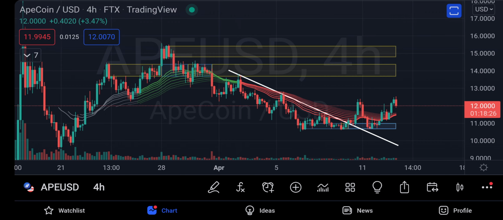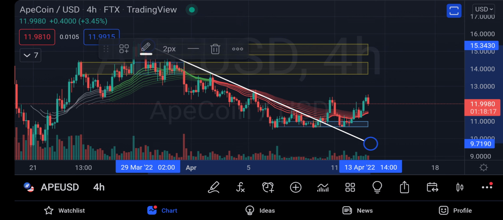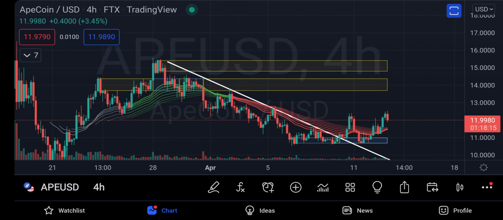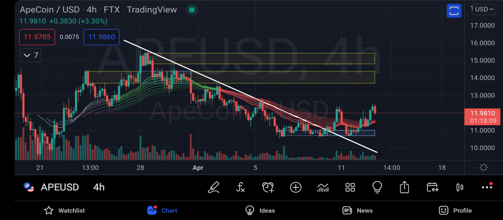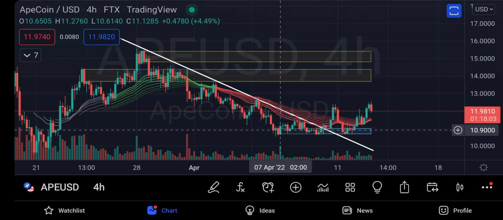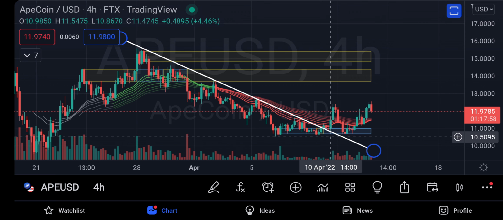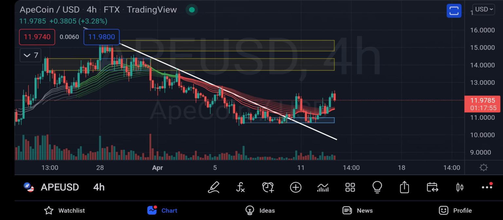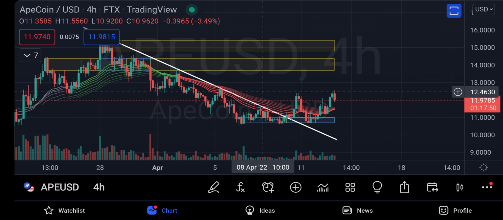Right now, let's start with the TA. On the 4-hourly chart, you can see that Apecoin formed this downtrend. Actually, you can draw it like this. So it's in a clear downtrend, tried a couple of times to come over this downtrend line and broke through the downtrend or the resistance at this point, actually retested this one and tried to pump here at this level, the level of the breakout.